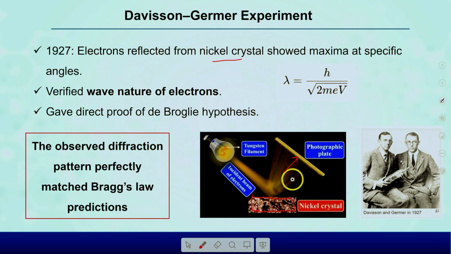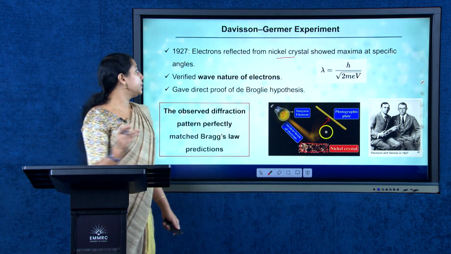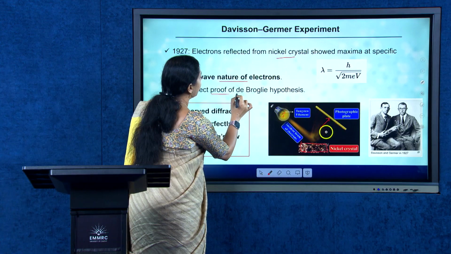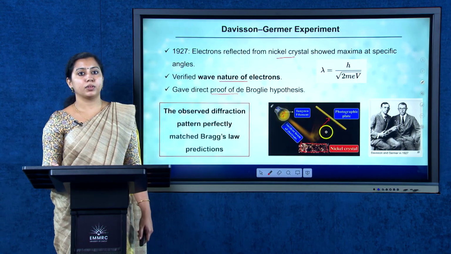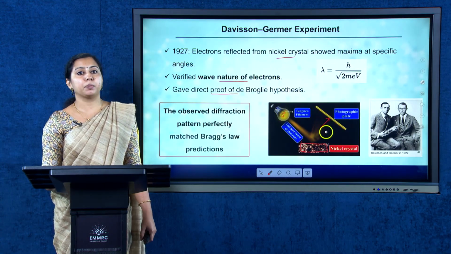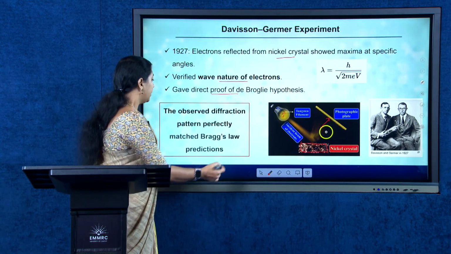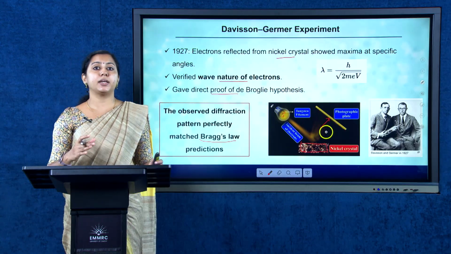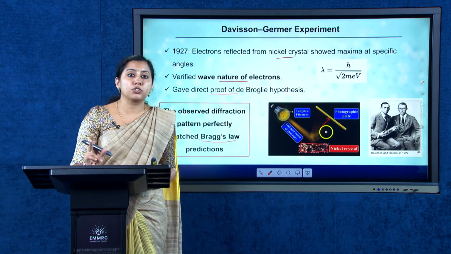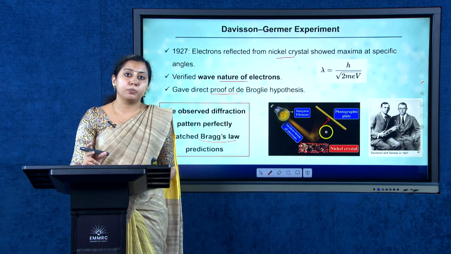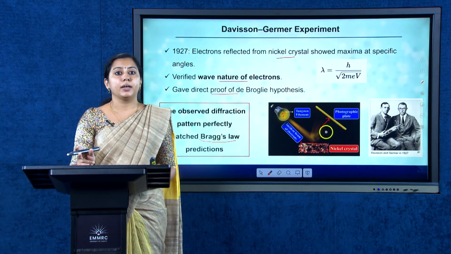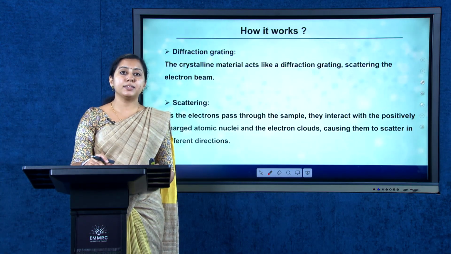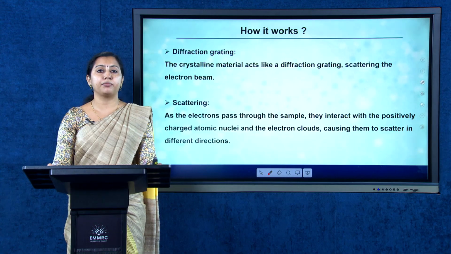The electrons reflected from the nickel crystal showed maxima at specific angles, and this was the first experimental support to prove the wave nature of electrons, giving a direct proof of the de Broglie hypothesis. In the Davisson and Germer experiment, the observed diffraction pattern perfectly matched the Bragg's law predictions. So, electrons can also be diffracted by crystals, and it matched the Bragg's law condition. Now, let us see how this electron diffraction method works.